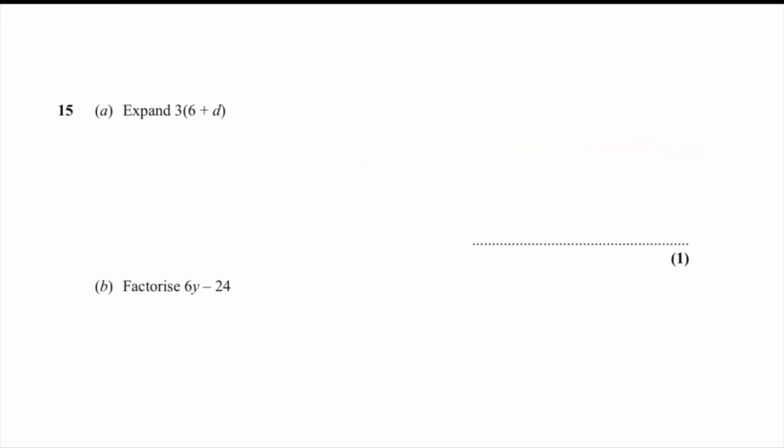Okay, so when we expand brackets, we multiply them out. So 3 times 6 is 18. 3 times d is 3d.